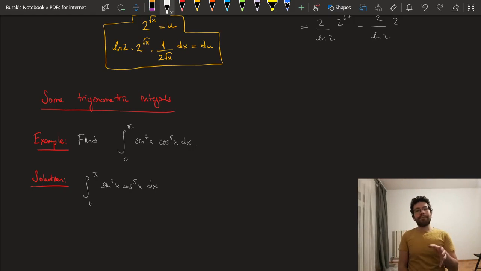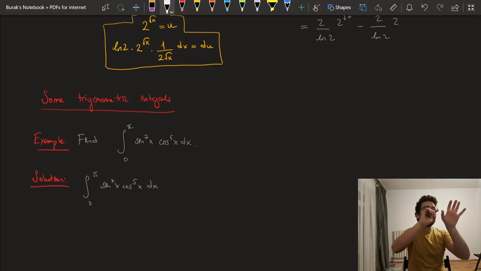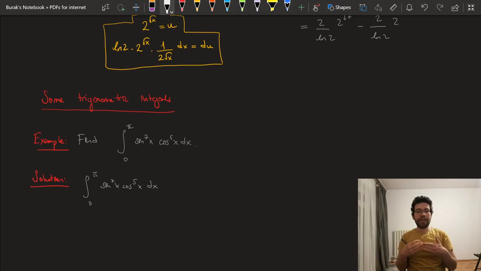When you see a trigonometric integral with a power of sine times a power of cosine, there is an algorithm which tells you how to compute that. If your integrand is of this form, sine to the power something times cosine to the power something, there is an algorithm, and I'm going to solve 2 questions where I show you 2 cases that appear in that algorithm.